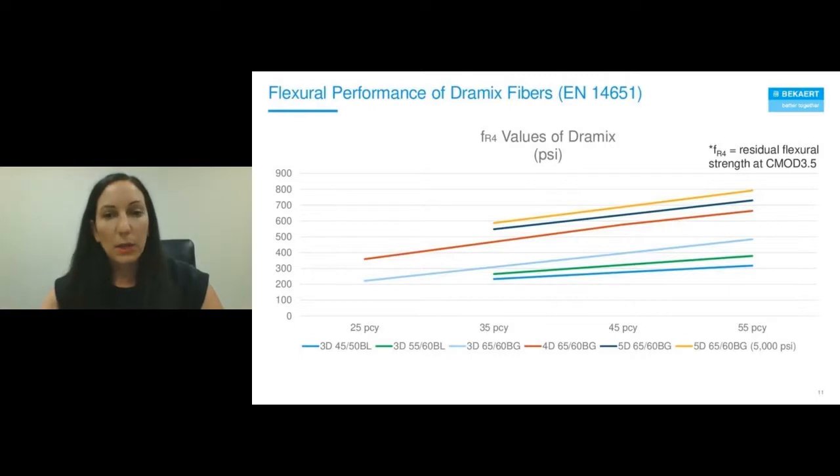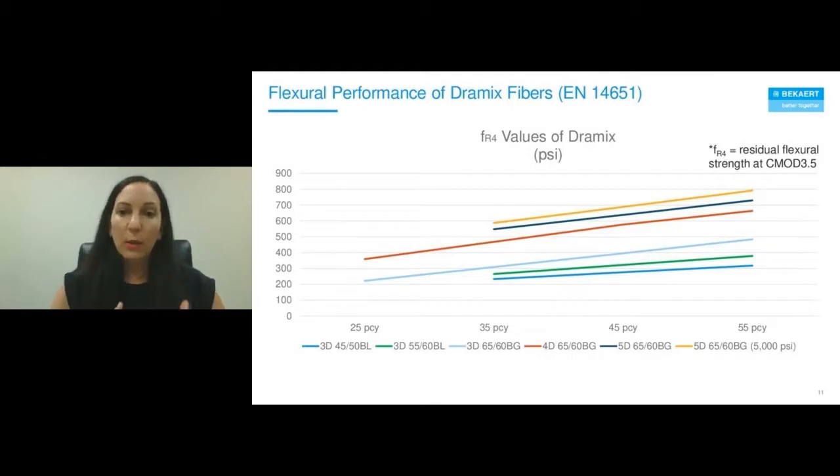in 5,000 PSI concrete. So using a performance-based specification will help ensure that whatever the design intent is will be met, regardless of any specific dosage specification.